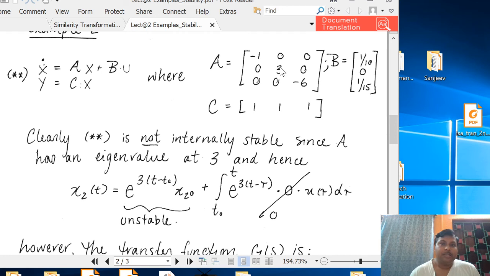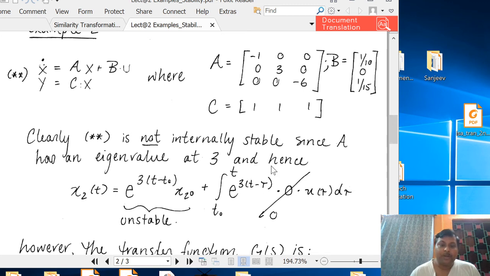So here this particular eigenvalue is positive, so that's why this part is going to diverge. That's why this x2 dynamics is unstable. Also you see the second element of the B matrix is 0. So due to that, this part is also going to be 0, because B2 is 0.